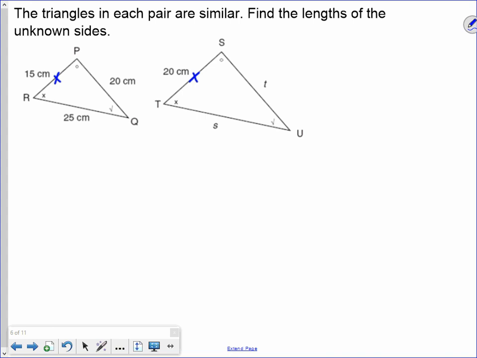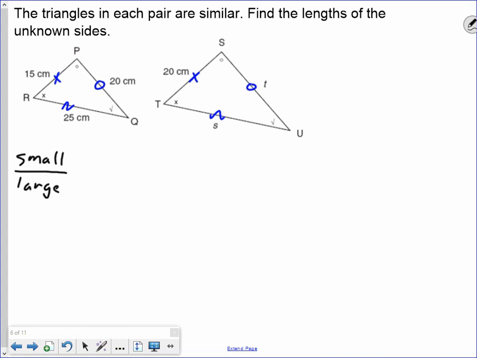Similarly, side PQ here goes between the circle and the check mark, so it corresponds to this side over here that goes between the circle and the check mark. And this side here obviously has to correspond to this side here because those are the only two left. Once we've got this done, we can set up our proportion, knowing that the lengths of the corresponding sides are proportional. So again, we'll set it up with the sides in the small triangle on the top, and the sides in the large triangle on the bottom.